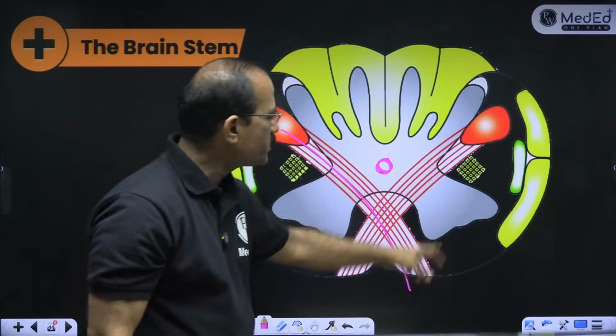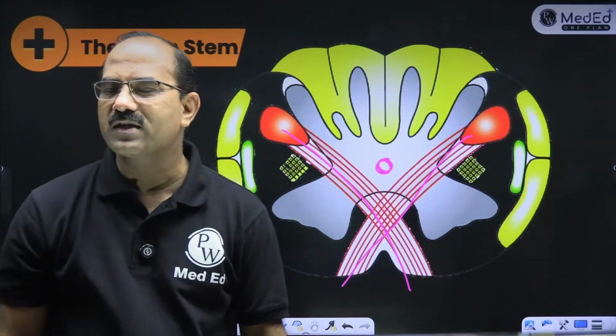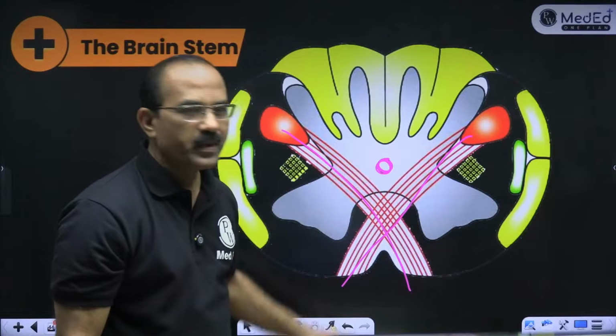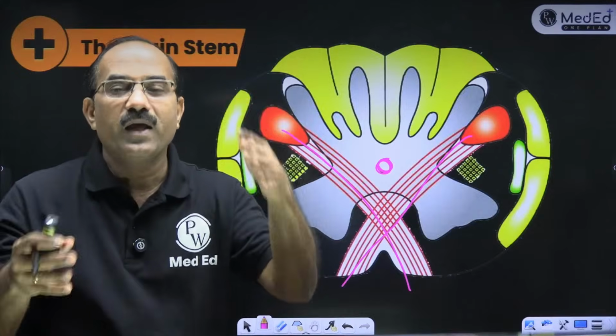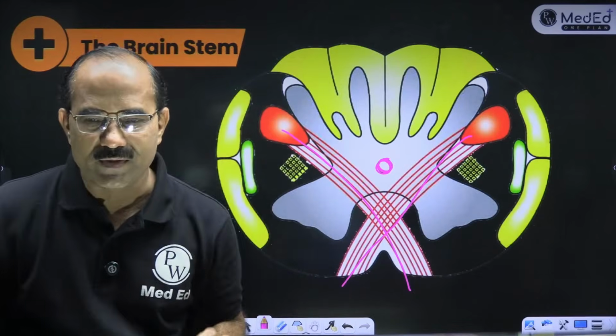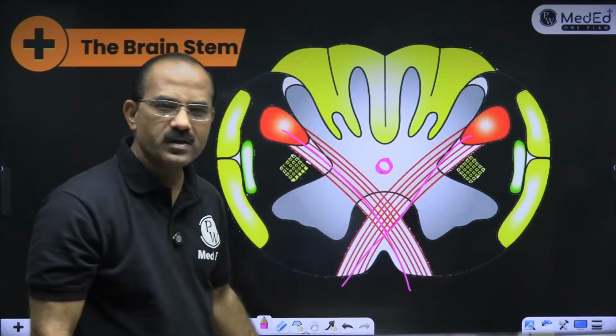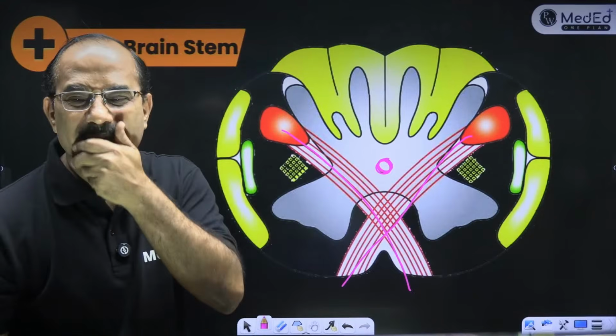What are these fibers which are crossing here? ये कौन से fibers cross कर रहे हैं? This is the pyramidal decussation. That is the section of medulla at the level of pyramidal decussation. Fibers cross. हाँ, ये corticospinal tract cross होता है ना यहाँ पे.